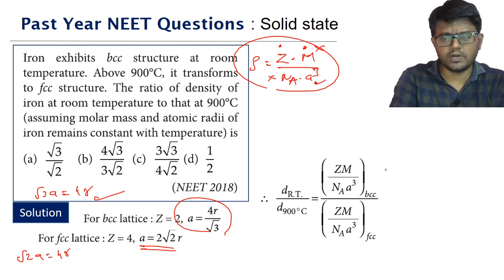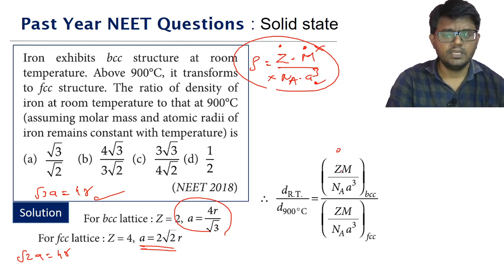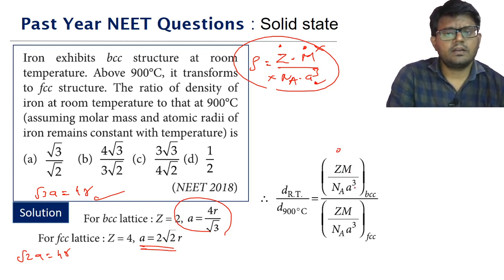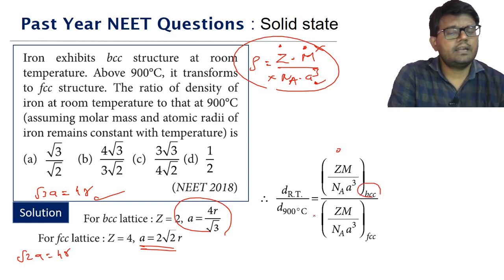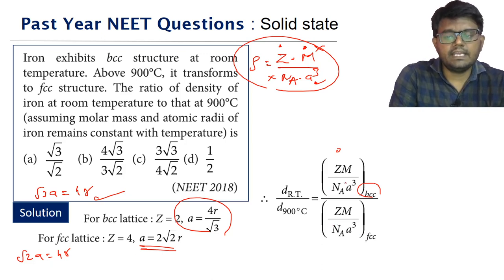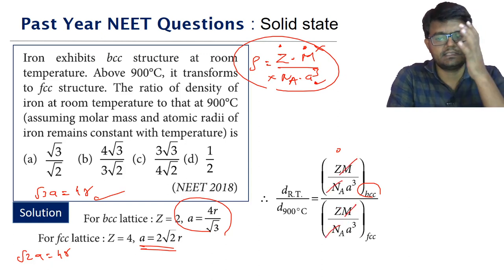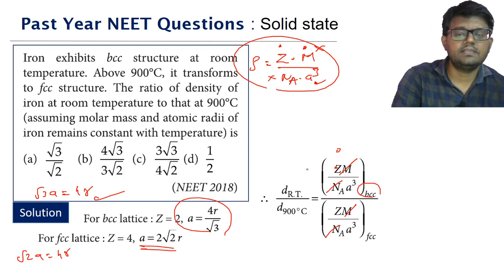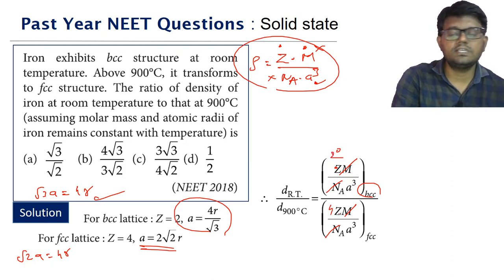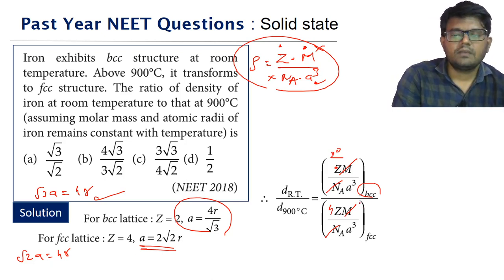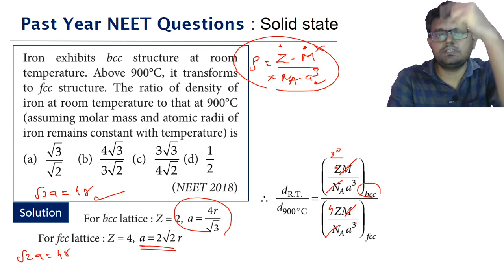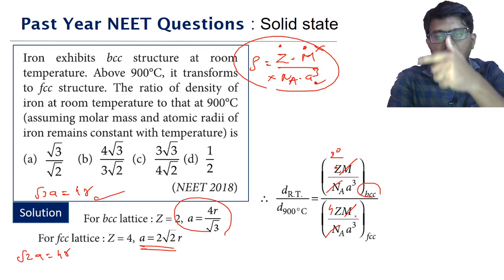Now the density formula is what? As we are discussing, what is the density formula? Z into atomic mass by Avogadro number into A cube. That is at room temperature, which means it is for the BCC formula. At 900, it is the FCC formula. Okay. So here, as we have discussed before, M and Avogadro number will not change. They will be as they are. Now Z value for the BCC is what? 2. Z value for the FCC is what? 4. And the A cube is in the denominator. Means the A cube of FCC will come to the numerator and A cube of BCC will come to the denominator.